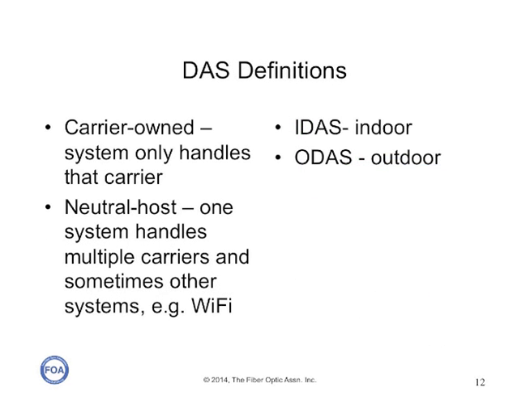There are generally two types of DAS. What's called carrier-owned means that one system provider installs the system and the system only handles that carrier. Needless to say, that's fairly unusual these days. Most are neutral host systems, where one system handles multiple cellular carriers and sometimes even other systems, like Wi-Fi.